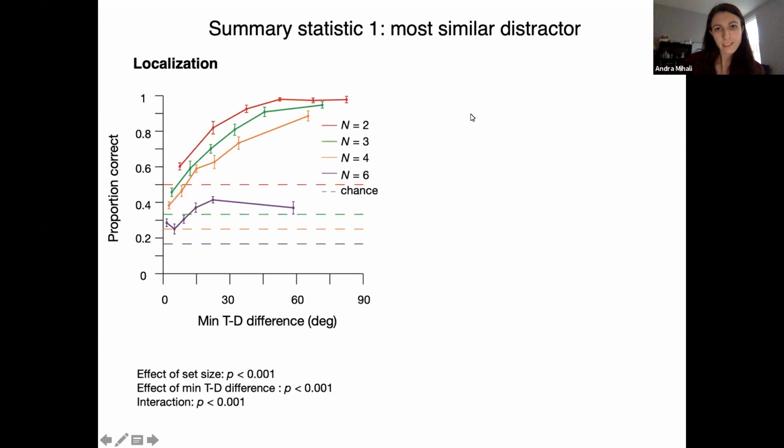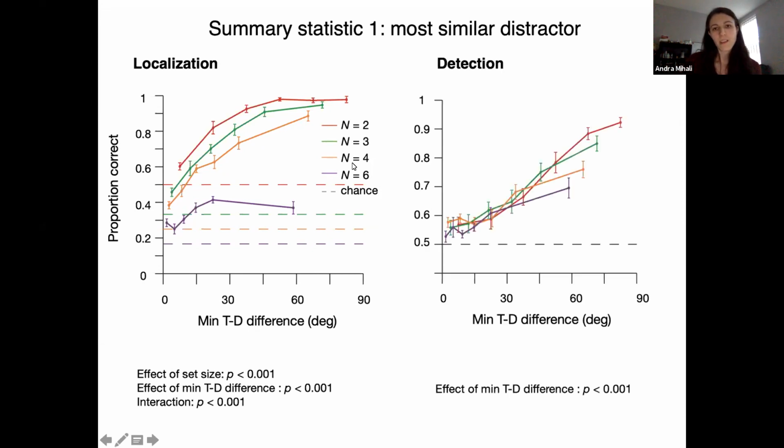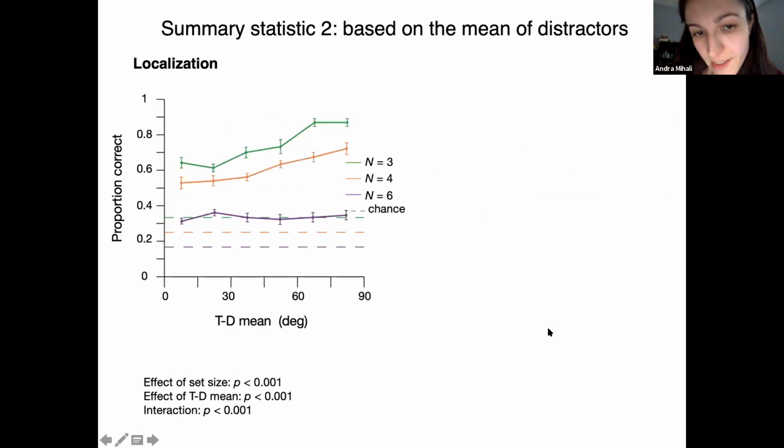First summary statistic, most similar distractor, minimum TD difference. Proportion correct increases as the minimum target-to-distractor difference increases, which makes sense. These are harder trials and people's responses are closer to chance. In the case of detection, again, we see that proportion correct tends to increase as minimum target-distractor difference increases.